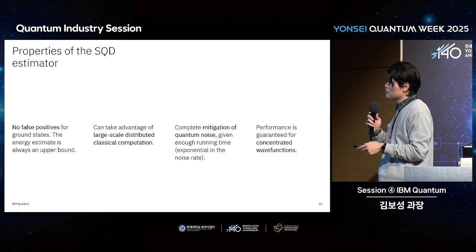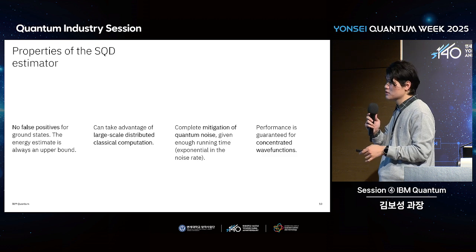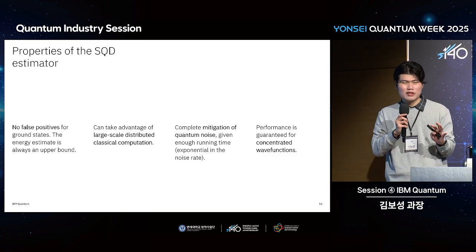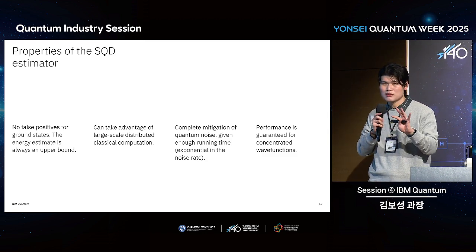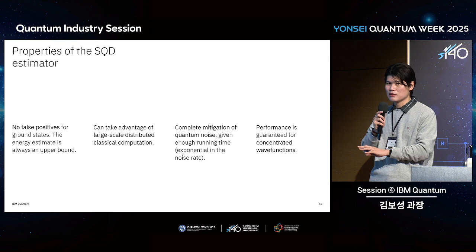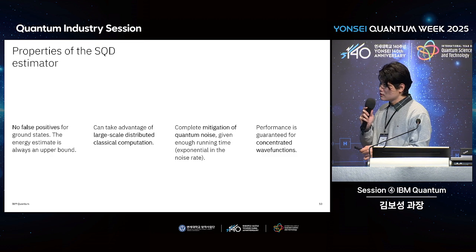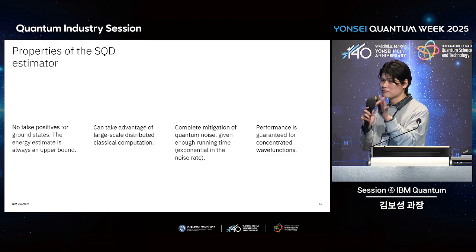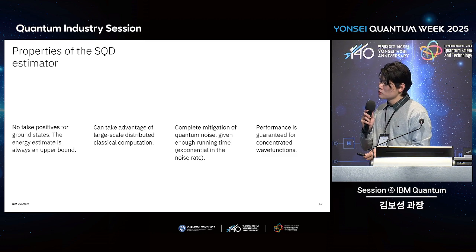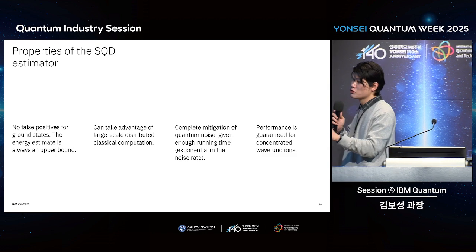And the third one is that the complete mitigation of quantum noise, given enough running time, is assured here, while it is exponential in the noise rate. So in some sense, you can assume this SQD protocol is some kind of error mitigation technique we are applying to the samples in the sampler experiment. It mitigates the quantum noise while the configuration loop goes over and over again, and this will retrieve the signal in our sample, which means the quantum noise will be mitigated throughout this whole protocol.